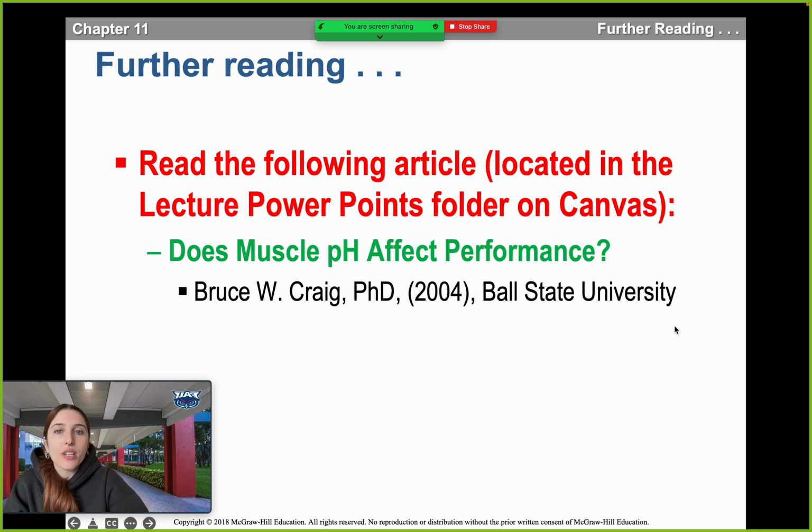All right, last thing, make sure that you read the article located in the module, Does Muscle pH Affect Performance? It's a very short article. It's like not even a page and a half. So go ahead and give that a read.